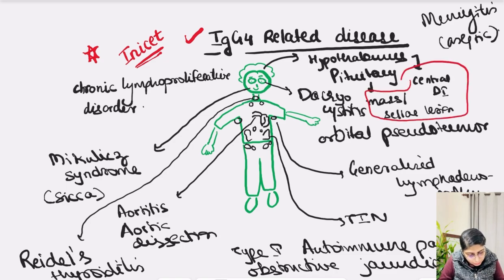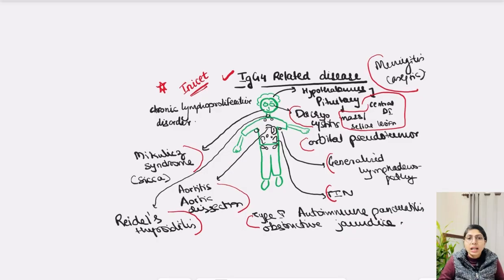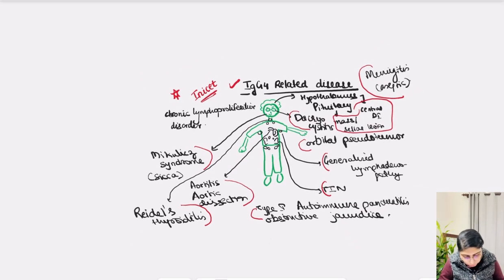There can be a central diabetes insipidus, there can be a cellular mass lesion, there can be aseptic meningitis, then there can be dacryocystitis and orbital pseudotumor, Riedel's thyroiditis, aortitis, aortic dissection, Mikulicz syndrome involving the salivary glands, which is similar to Sicca syndrome, a generalized lymphadenopathy patient, tubulointerstitial nephritis, type 1 autoimmune pancreatitis and obstructive jaundice are the common findings of IgG4. Now, this is not what is usually asked in exam.